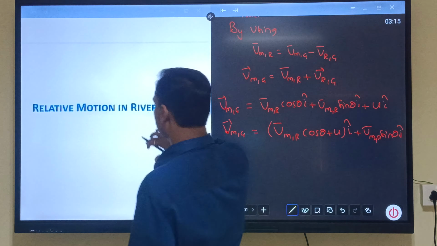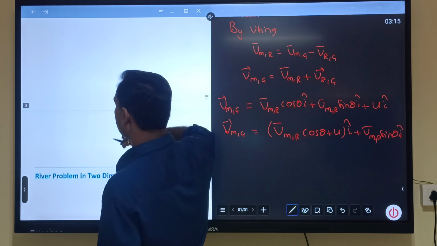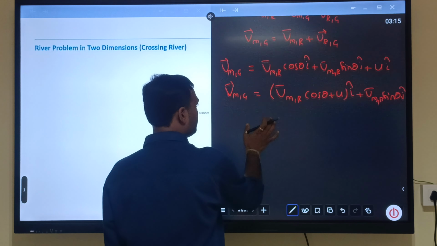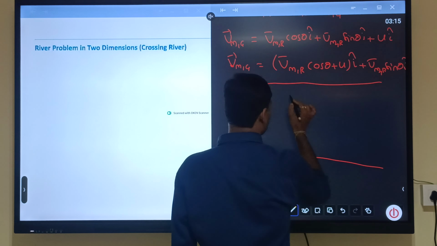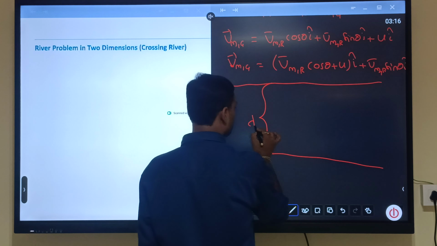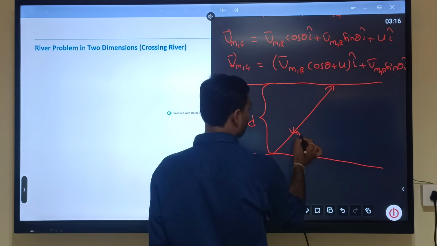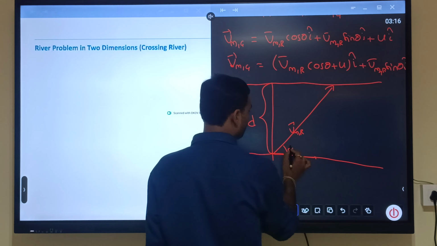Now, motion of a man swimming in a river. This is the river problem in two dimensions, crossing the river. The heading says the same thing which we covered. The river has width d. He reaches like this. This is the velocity of man with respect to river, and this is angle theta.